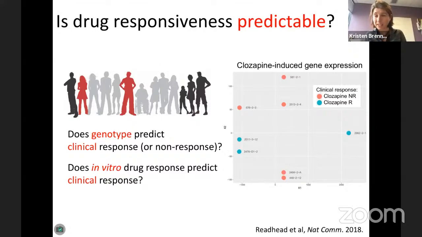So we went back to the clinician who did this experiment. She was like, of course there's not. Everybody, Kristen, is less psychotic on clozapine. Some patients just don't handle the side effects as well, and that's why they failed the trial. So I think clozapine would be a terrible drug to try to predict for clinical utility.